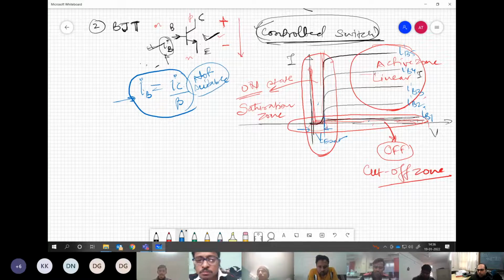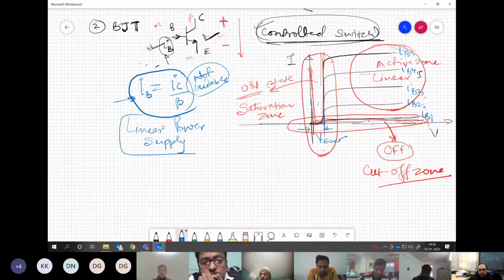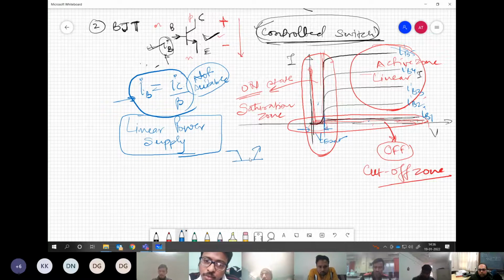Why? Because we have a lot of power loss happening in the device. V into I is very high. This is where the linear power supplies operate. So this zone is suitable for linear power supplies, which operate it like a variable resistor, you can say. That is why the power loss is very high, and we need to apply a big heat sink, and a lot of measures must be taken for the power loss. So this is not the recommended zone of operation when the BJT is used as a switch.